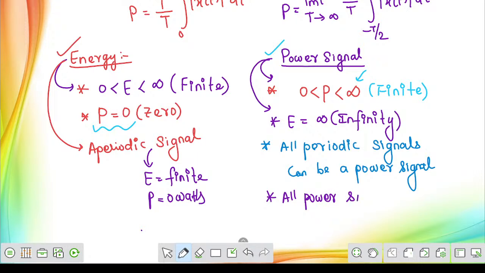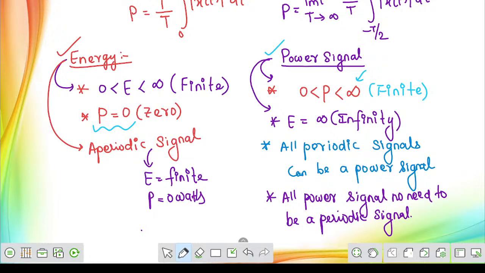That is another most important property. All power signals need not be periodic signals. Understand, sir? What is the difference here? All periodic signals can be treated as power signals, but it is not vice versa. All power signals cannot be treated as periodic signals. Hope you understand. So these two properties are very, very important whenever we are discussing energy and power signals.